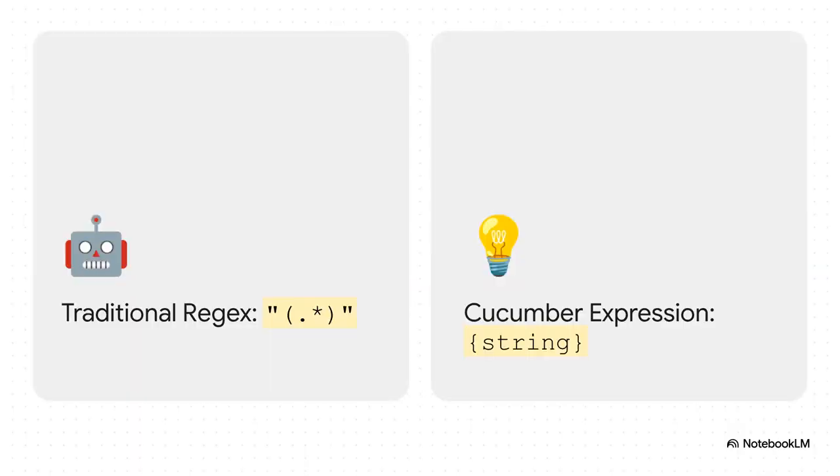Instead of the kind of cryptic quote-unquote, you can just use {string}. It does the exact same thing, but it's so much cleaner because you're literally stating your intent. I expect a string to be here. For readability, this is definitely the way to go.